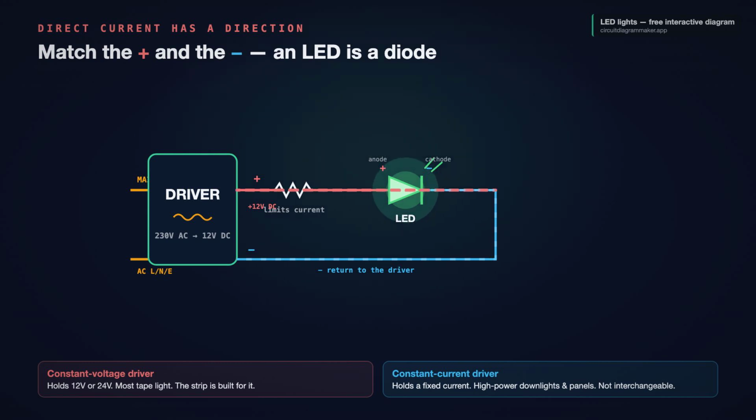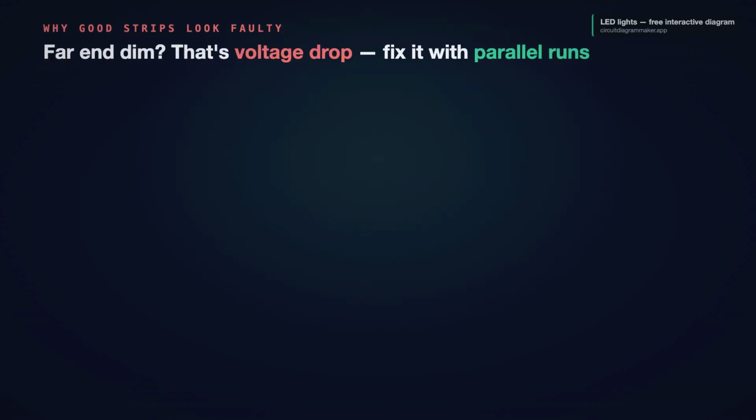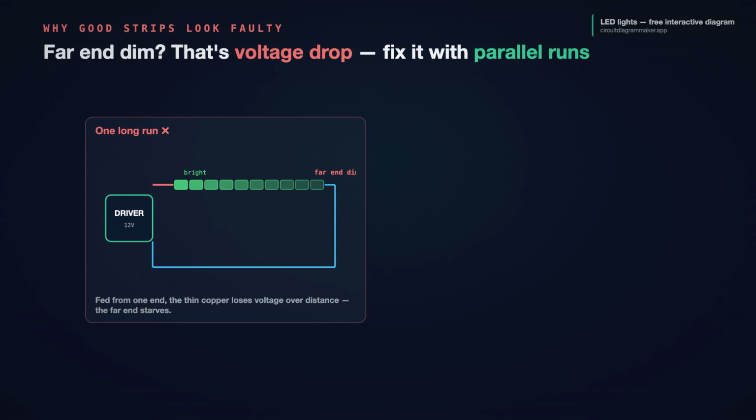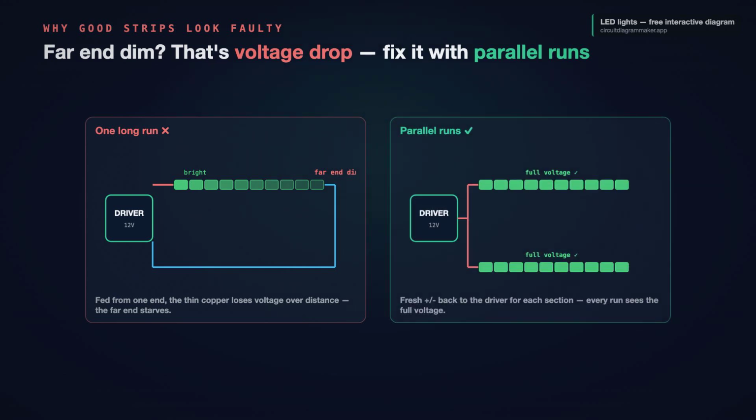Now the mistake that makes good LED strips look faulty. The far end goes dim. You wire a long strip from one end, and the last stretch glows weaker than the start. That is not a bad strip. That is voltage drop. The thin copper in the tape loses a little voltage over distance, and by the far end there is not enough left. The fix is parallel wiring. Instead of feeding one long run end to end, run fresh positive and negative wires from the driver to each section. Every run then sees the full voltage. The far end looks exactly like the near end.